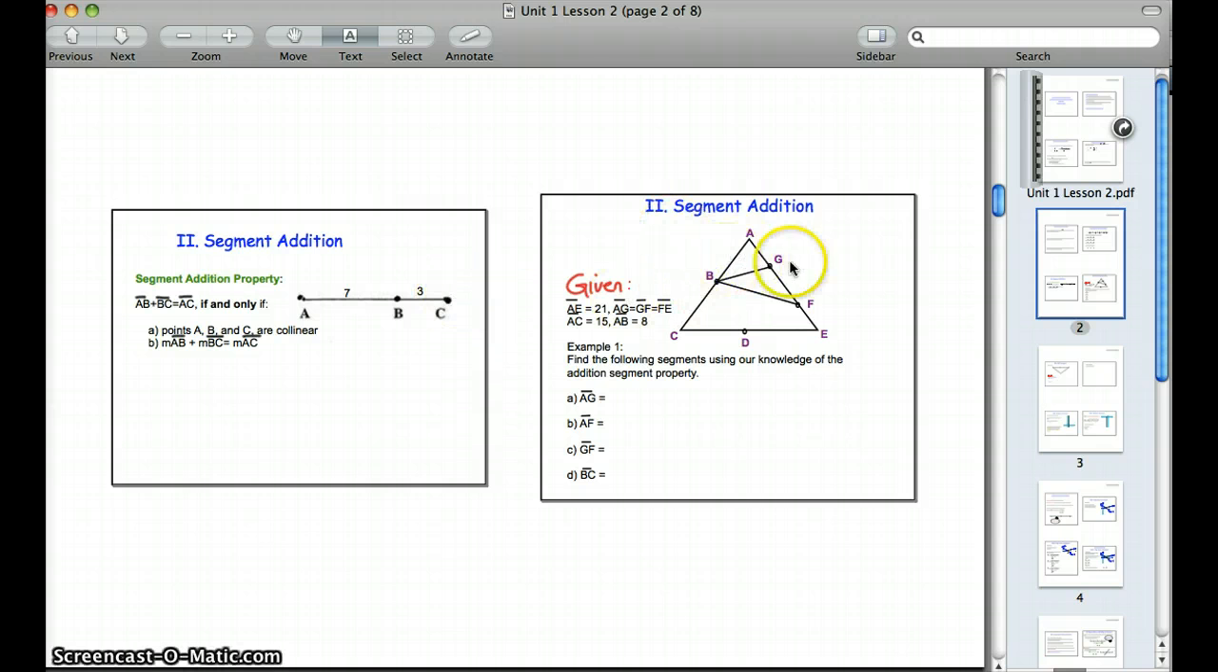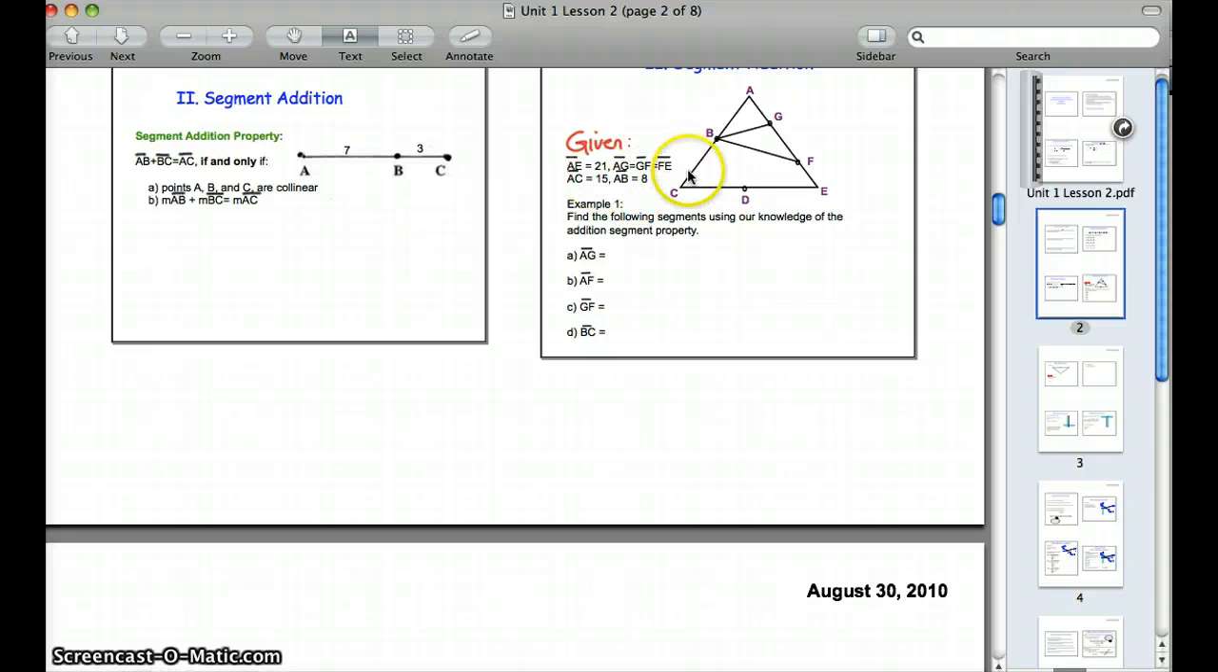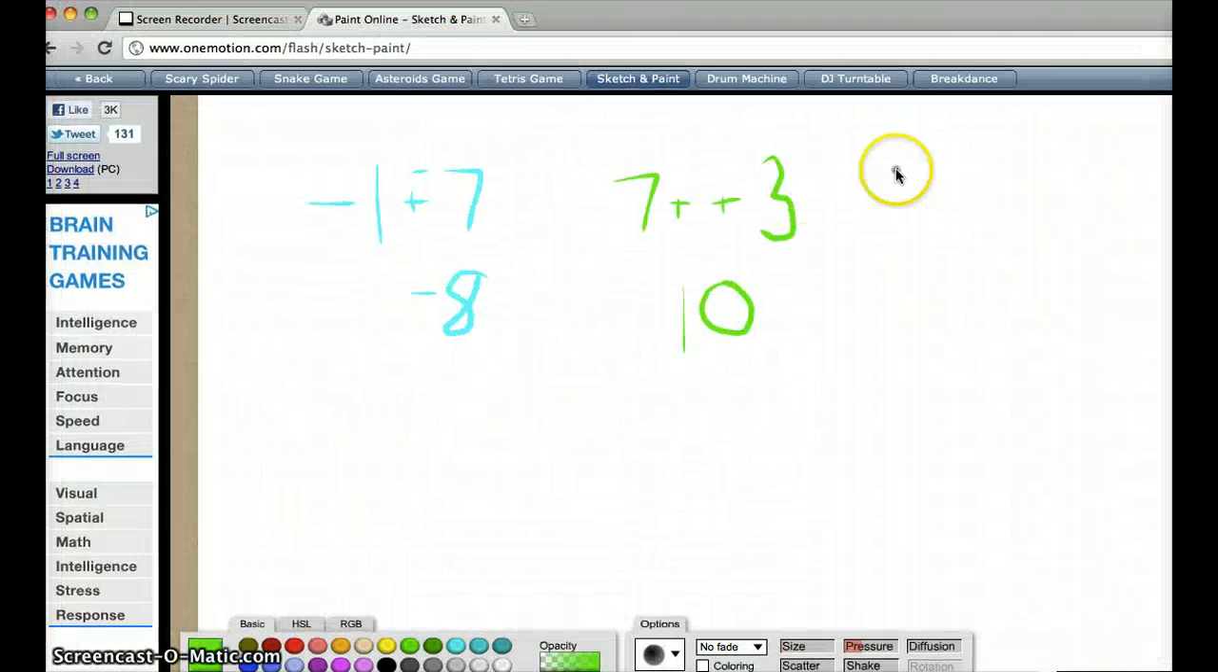So it says over here we've got segment addition. We are given that AE, this entire line of AE, equals 21. And they also say that AG, GF, and FE are all equal to each other. So what we can do is say, well, there are 3 different segments, and the entire thing is 21, so we can just divide that by 3. Let's go ahead and do that: 21 divided by 3.